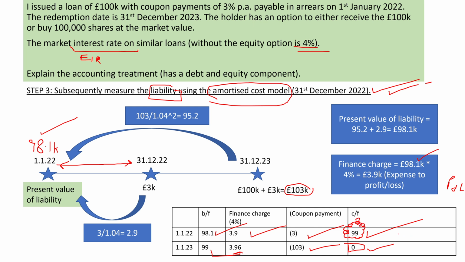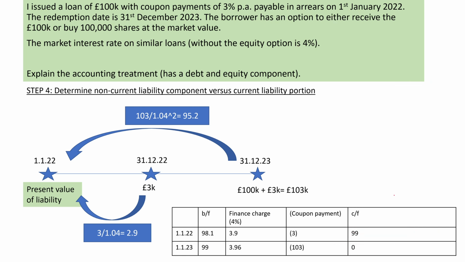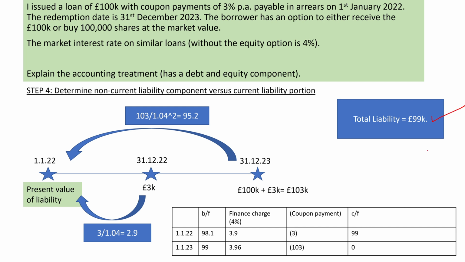Okay, so this is going to feed into our SOFP. That 99k is going to feed into our SOFP. But the question is, how much of this 99k is current and how much is non-current? Okay, let's have a think about it. Our total liability is 99k, and as you can see, the 99k is dropped to 0, because even though we incur interest, we make a coupon payment of 103, and that's composed of the minus 99k and the minus 3.96.